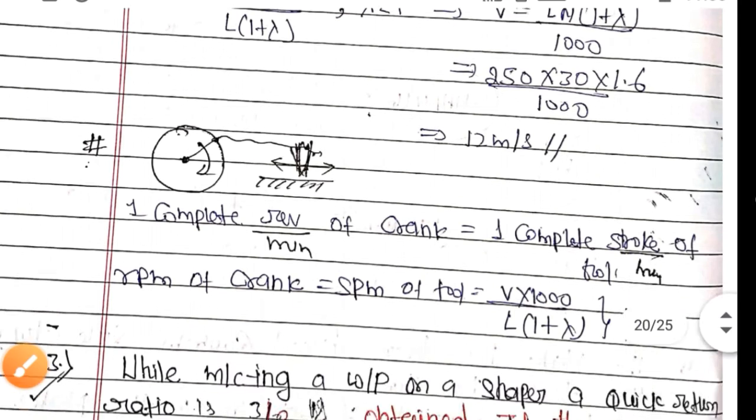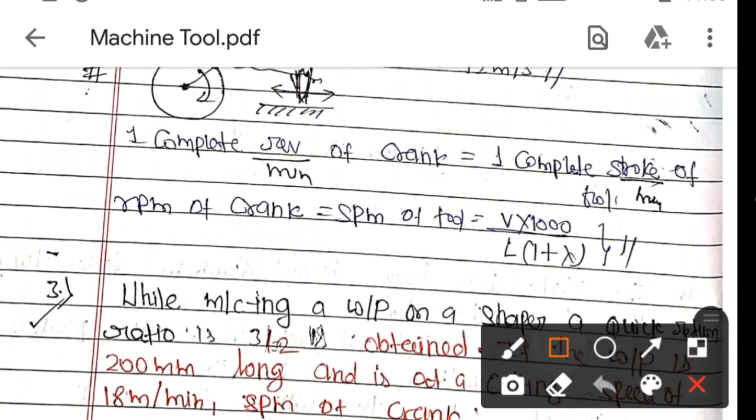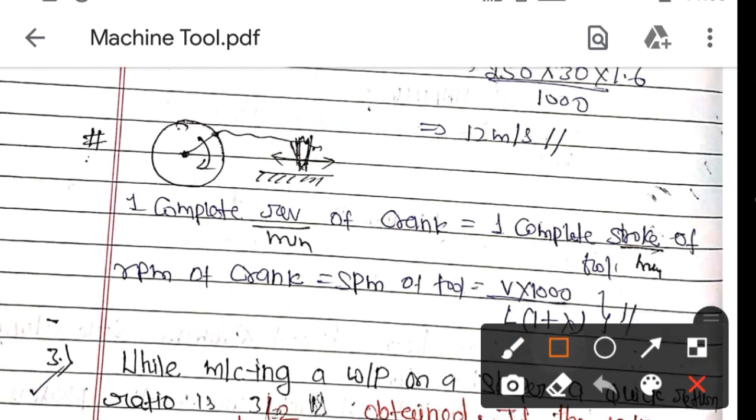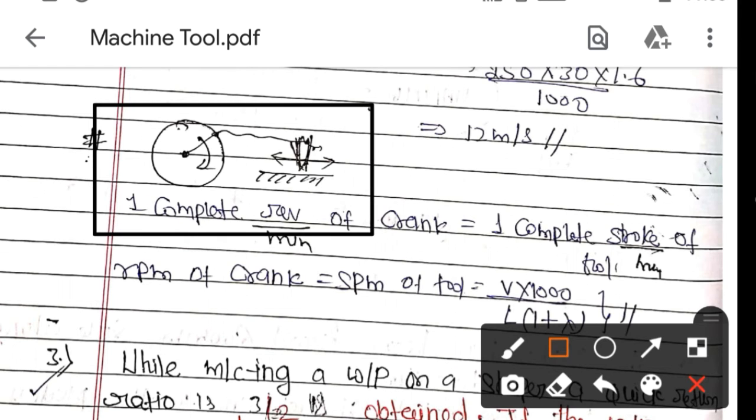Okay, here I have written one important thing which will be important for solving the numericals. I'll just tell you this concept. Here this is the crank. One complete revolution of the crank is equal to one complete stroke of the tool. The tool will reciprocate in this direction and back, and that gives one complete stroke, which is equal to one complete revolution of the crank.